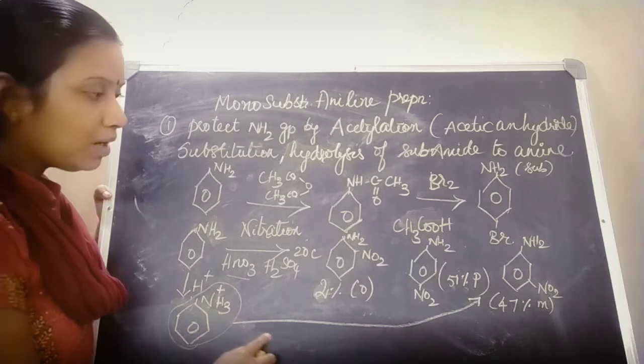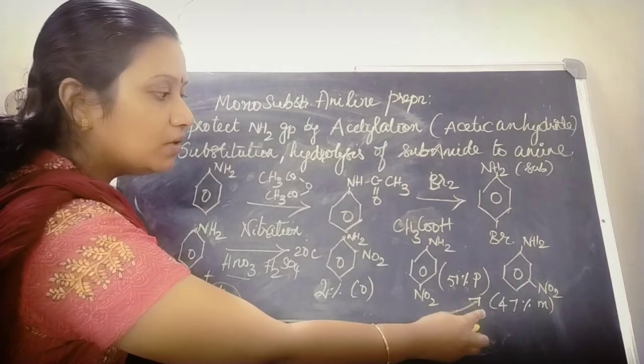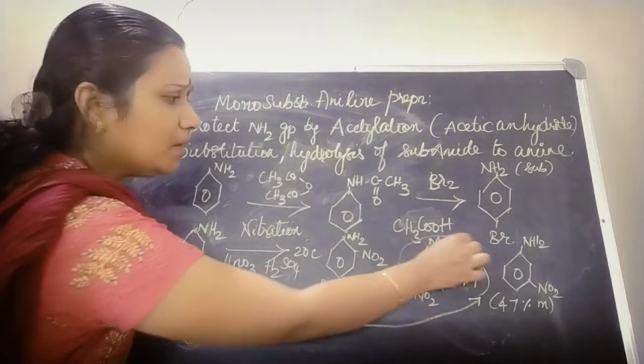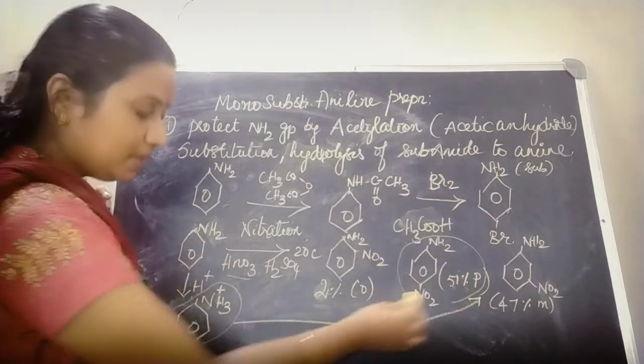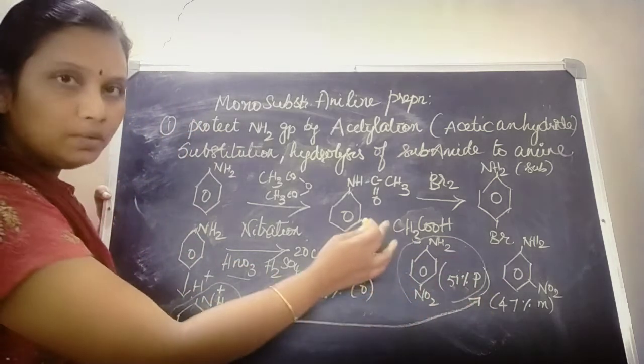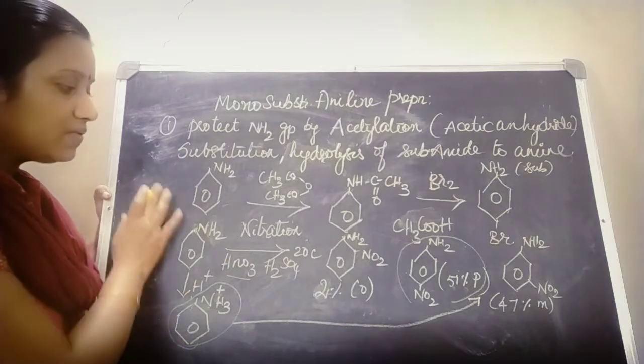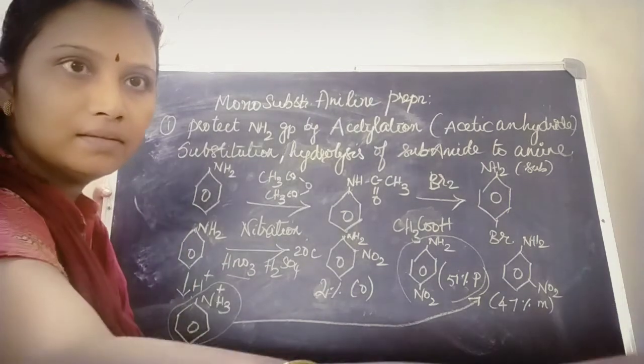This anilinium upon reaction is going to give you the predominant product, that is 51%, para nitroaniline. Okay, clear? So we have seen a nitration. Yes, children?